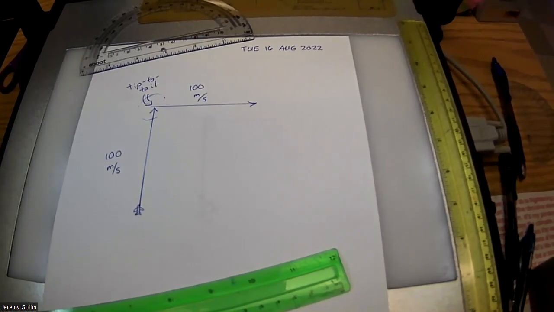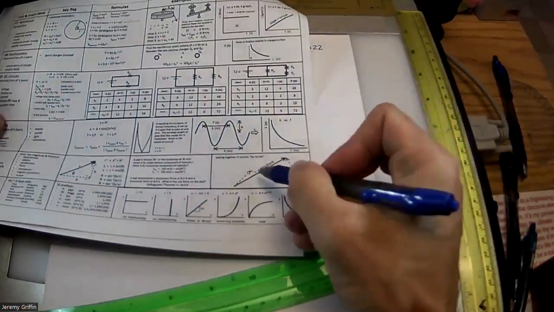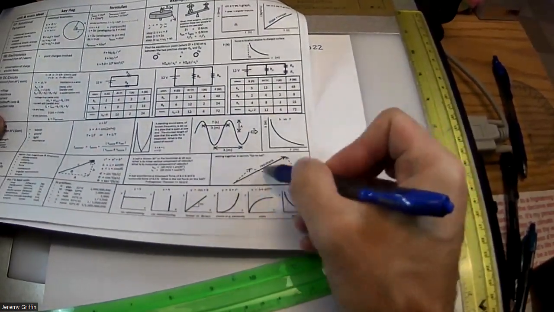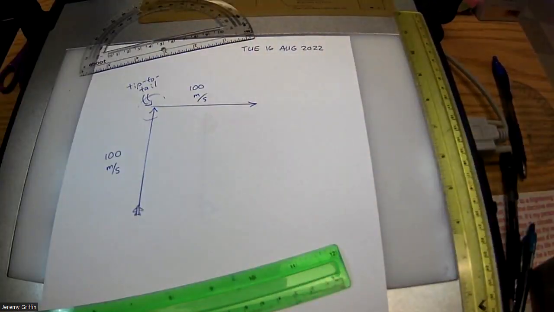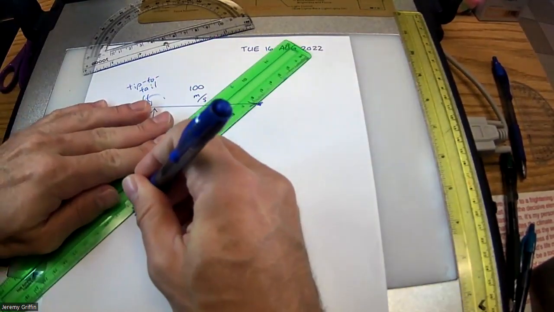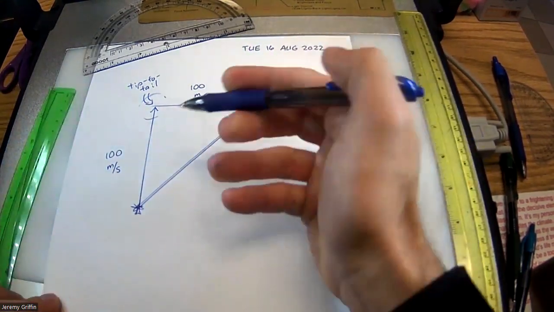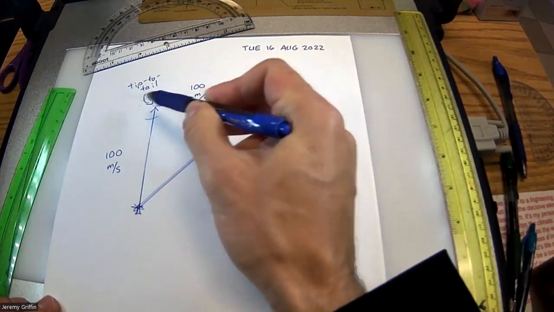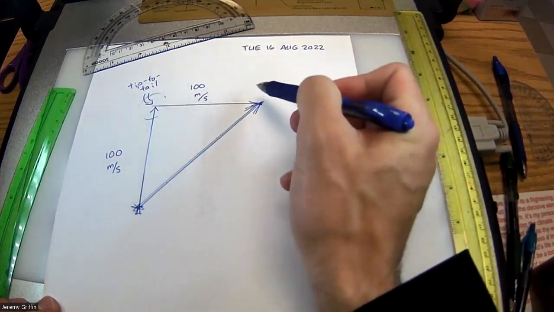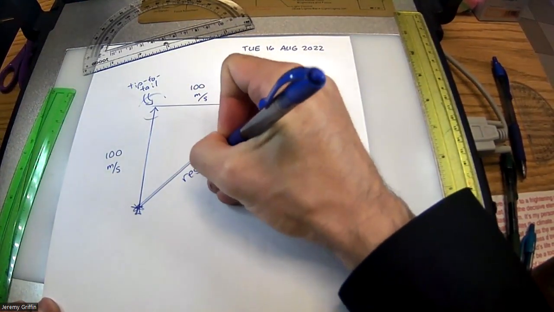I've already got a printed example for you guys. You see how the tip to tail connection of vectors creates this resultant, going from the tail of the first one to the tip of the very last one. And that will tell you what the plane is actually doing relative to the ground. So here's the plane relative to the air. Here's the air relative to the ground. That plus that gives you the plane relative to the ground. I'm going to call that the resultant vector.